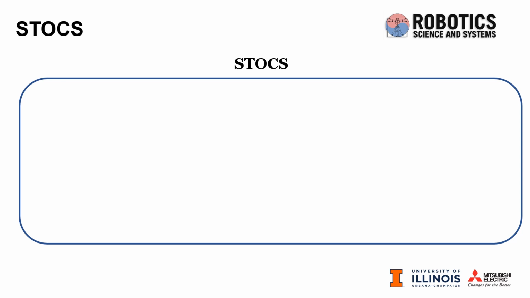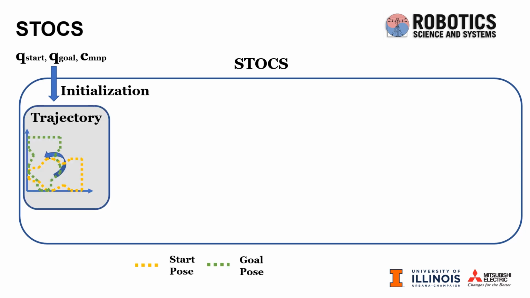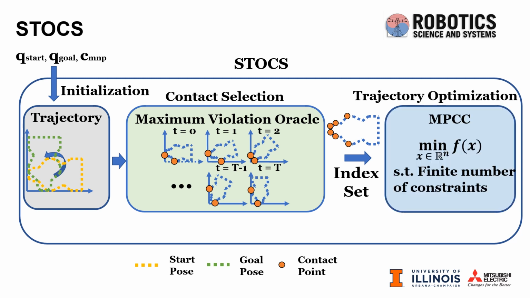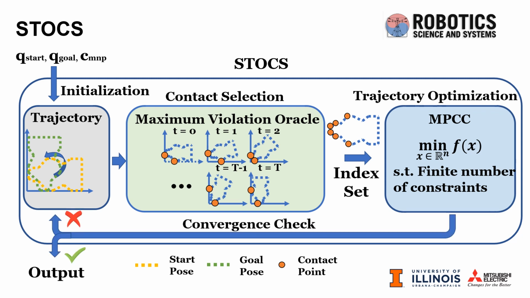Here is the workflow of STOCS. Given the start and goal pose of an arbitrary shaped geometry, and specifying the manipulator contact mode as the input, first, a trajectory is initialized by either interpolating between the start and goal poses or setting everything at the start pose. Then the contact selection module uses a maximum violation oracle to select active contact points along the trajectory. A finite number of points on the surface of the object is selected as the index set, and then an MPCC problem is instantiated on this index set to solve for a new trajectory. The algorithm will loop through these steps until the solution converges.